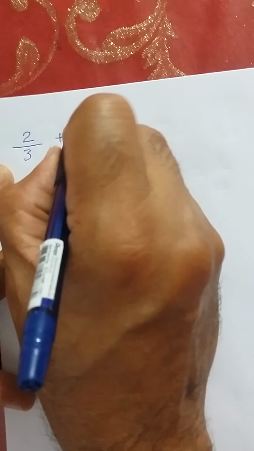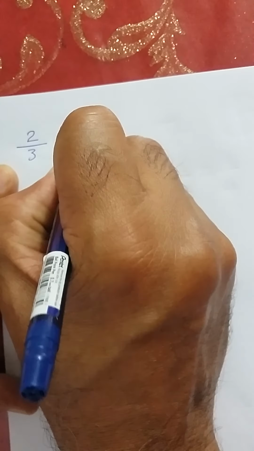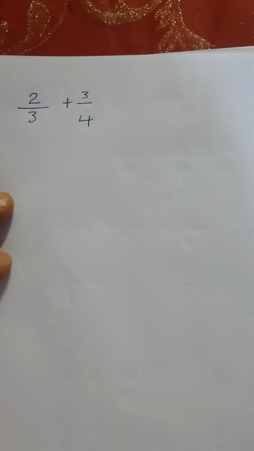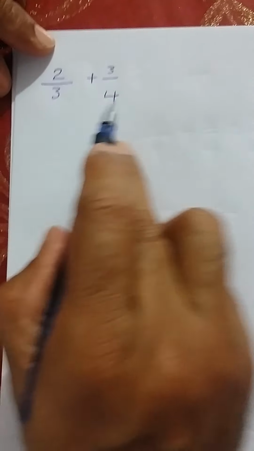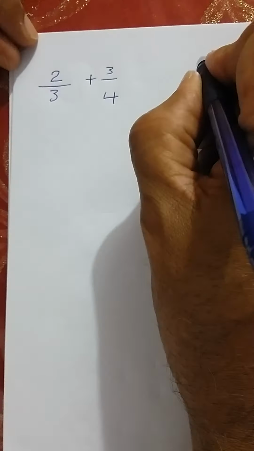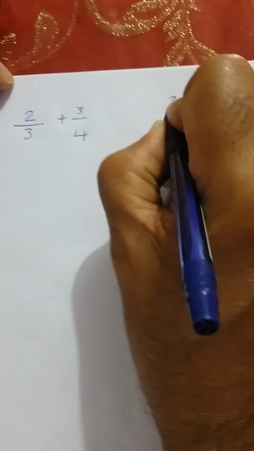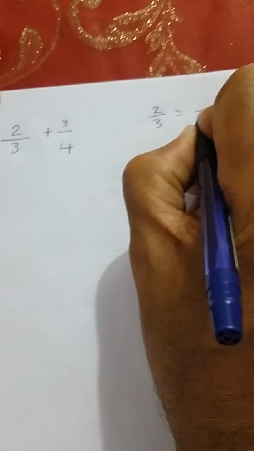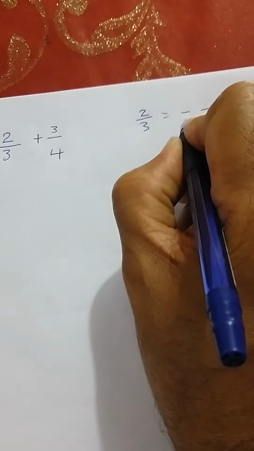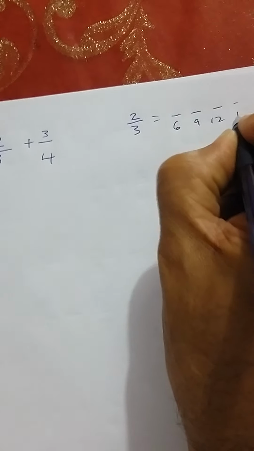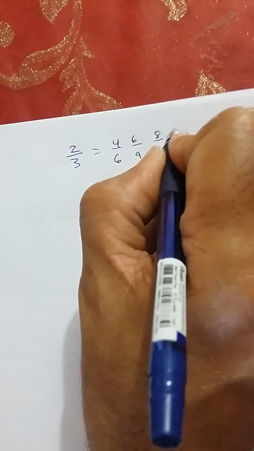So look at this one. We have 2/3 add 3/4. What do? Different denominators. So we go ahead and we say 2/3 equals 1, 2, 3, 4; 3, 6, 9, 12, 15. And this 2 is 2, 4, 6, 8, 10. And 3/4.